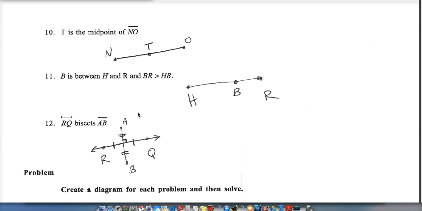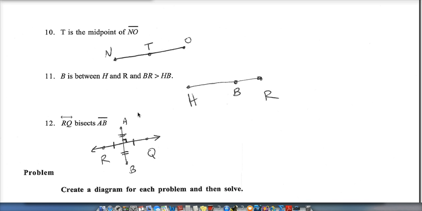Same idea here on number 10. The student would have tried to locate T as the midpoint of segment NO, but without the tick marks to indicate that segment NT is congruent to segment TO, we can't be assured that T is actually the midpoint. So again, just a case of precision.